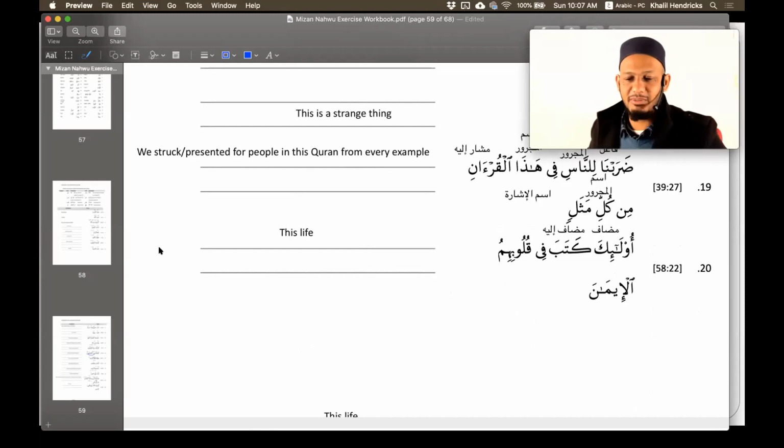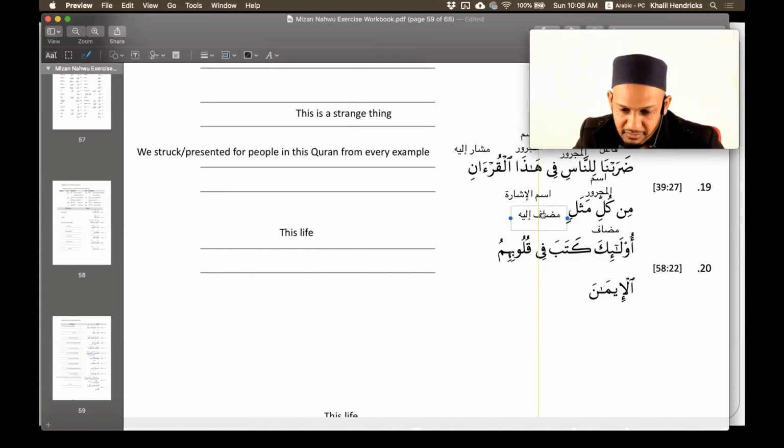Now we're going to do the last one, number 20. Ulaika kataba fi qulubihimul imana. Who wants to go? Last one. ختامه مسك. إنما الأعمال بالخواتيم. أولئك كتب في قلوبهم الإيمان.